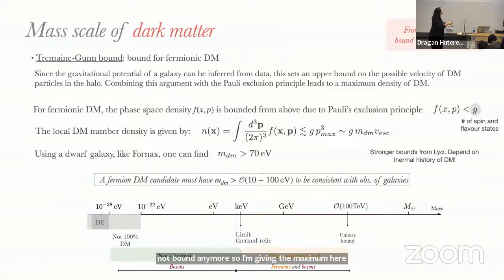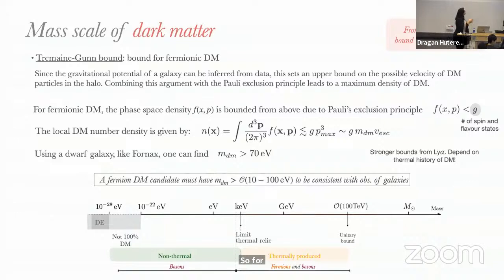If I use the escape velocity of, for example, a dwarf galaxy, this gives me a bound on dark matter. Given that the density of dark matter has a limit, for each mass of dark matter I can only accept a certain density. For fermions, this bound is around 70, though it depends on which system you use. Lyman alpha gives you the strongest bound, and I think Vera is going to talk about that. But it tells you that dark matter can only be a fermion if it has a mass bigger than something like 70 or 100 eV.